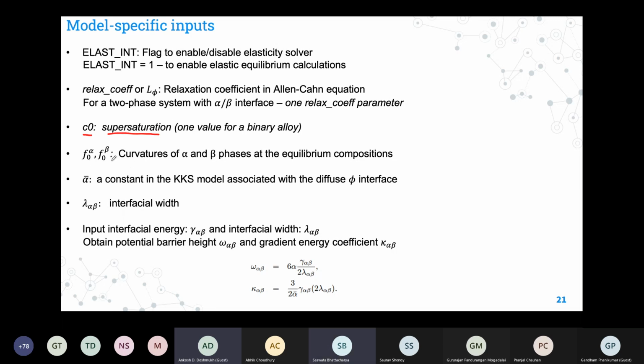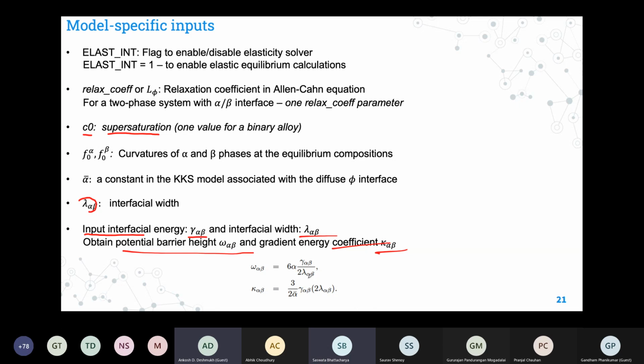And these are F0 alpha and F0 beta, the coefficients of the parabolic free energies that we are using, which are basically the curvatures of alpha and beta at the equilibrium compositions. And we use this alpha bar, which is a constant in the KKS model, associated with the diffuse interface. This is a constant that has been evaluated. And this lambda alpha beta, again, I have only one because I am looking at only one type of interface, alpha beta. So what we typically input, we can input kappa and omega, as Abhik also told in the morning, but here we input the interfacial energy and interfacial width, and then we get the potential barrier height omega and the gradient energy coefficient kappa alpha beta.